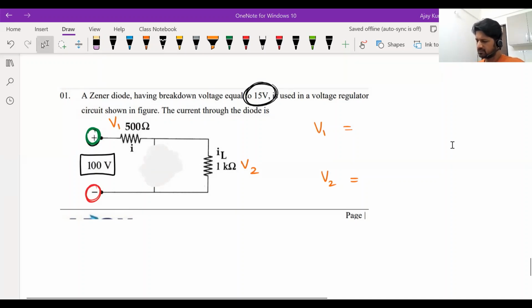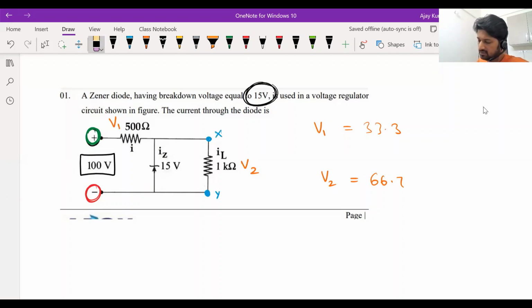Okay, Pradyumna has given the answer. The voltages are in the ratio 1 is to 2, 33 and 66. Correct, correct. So you have to split it in the ratio 1 is to 2, 33.3 and 66.6 or 66.7. Okay, these are the voltages that you see. Now, V2 is the voltage across the load, which is the potential difference between these 2 points. Let's call them X and Y, which are also connected to the Zener diode. Fine. So the potential difference or the voltage across the Zener diode tends to become 66.7.